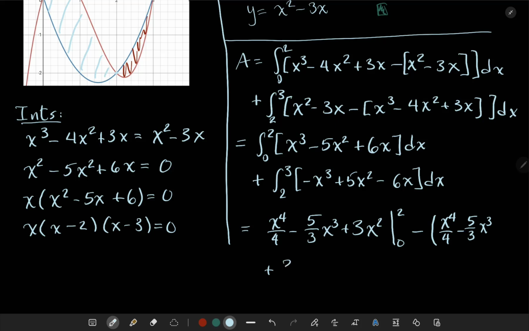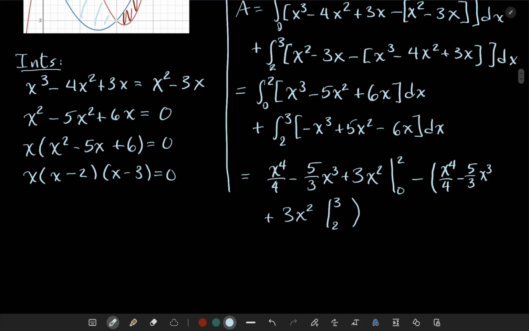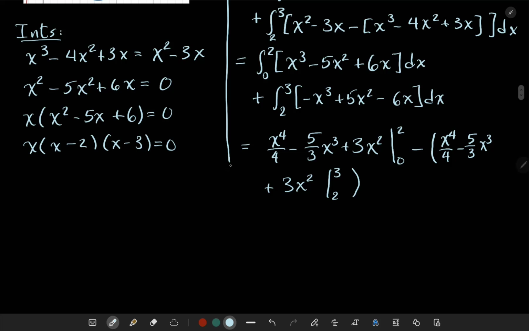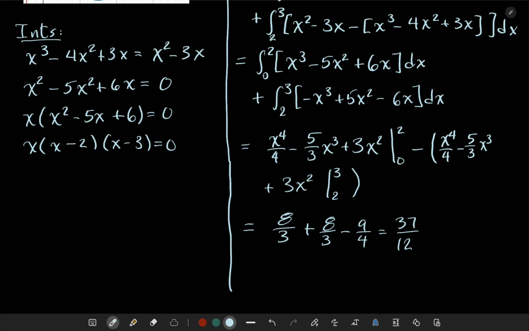I'll have to continue here. All of it between 2 and 3. And then once you compute that value, you just subtract it from the other one we obtained. All right, so let me do the numbers quickly here, and I'll just write the answer. All right, so we get 37/12 for that one.